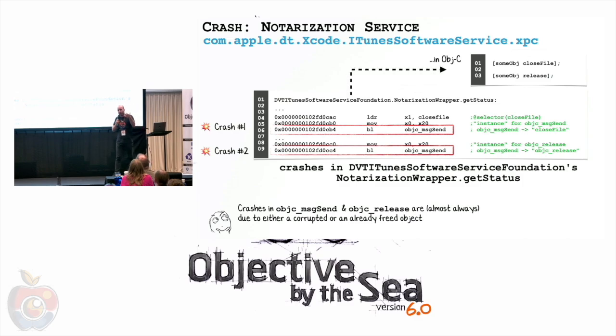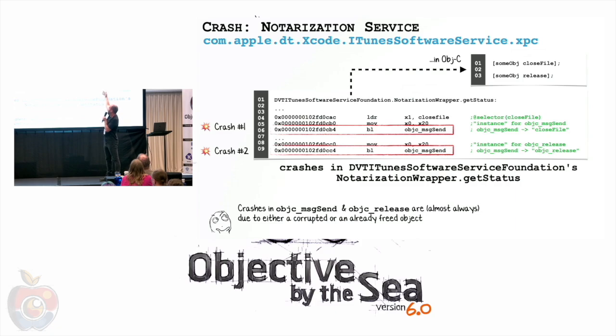So let's take a closer look at this get status function. We load it in a disassembler, and as I mentioned, this would crash, but always very close to itself. So not necessarily on the same line, but always within the same function, and specifically at two places: either at a call to objc_msgSend, invoking the close file API, or when objc_msgSend was called to release an object.